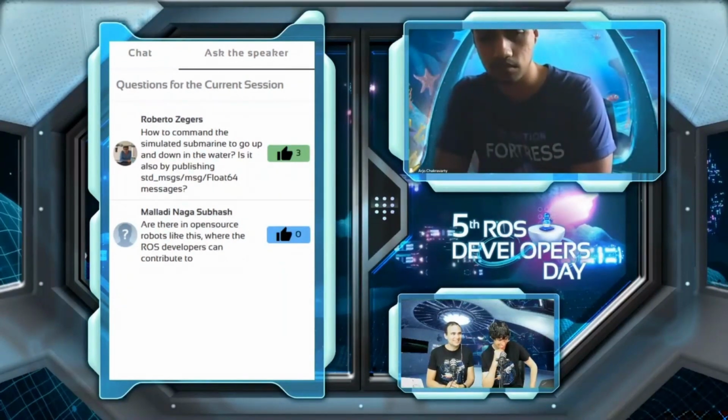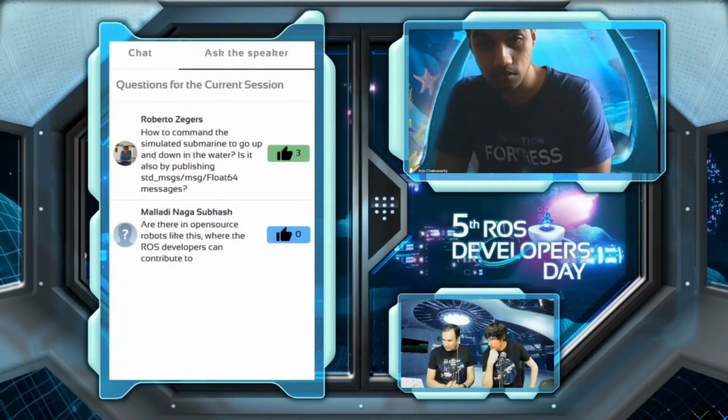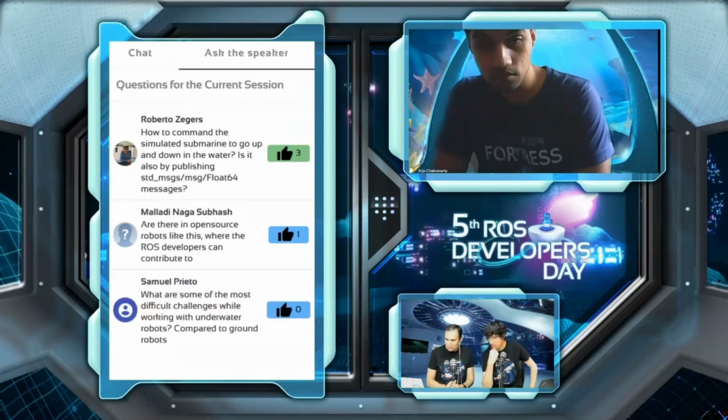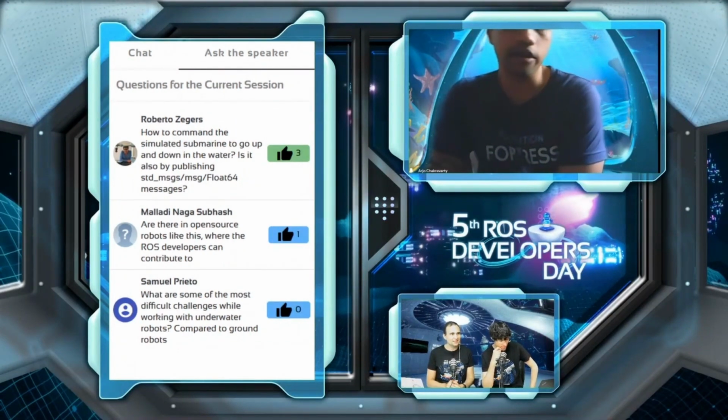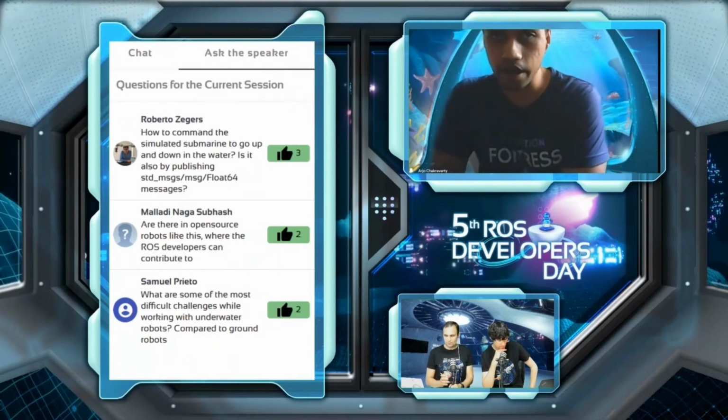Okay, let me ask you one question from Roberto Segers that says, how to command the simulated submarine to go up and down in the water? It is also by publishing a Float 64 message, for example, on a topic. So you would add plugins, right? I've only added a plugin that makes it go forward now, but there is something called a buoyancy system plugin.